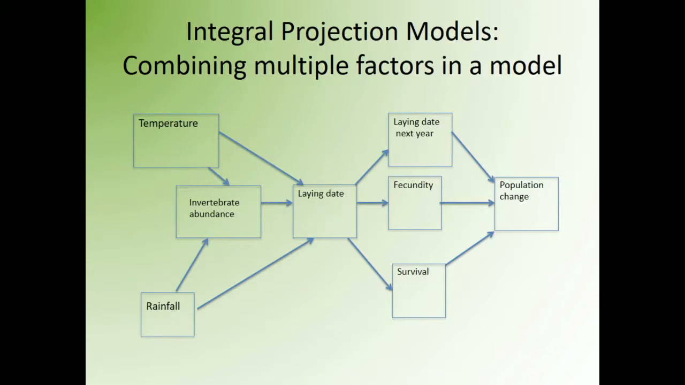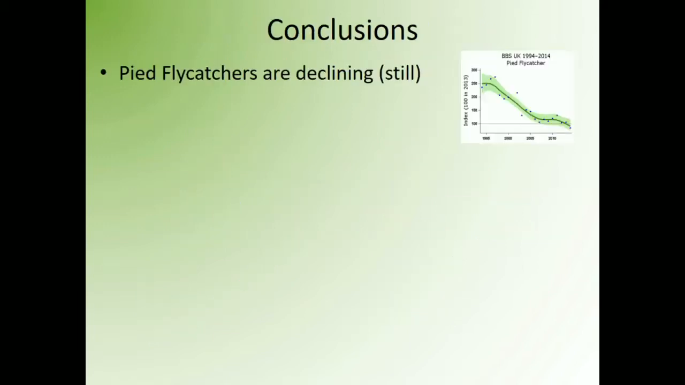And so by going from the inputs right the way through to population change, we hope to be able to identify what might be causing the drivers and how this might change over the course of the next few years. So in conclusion, pipits are still declining.